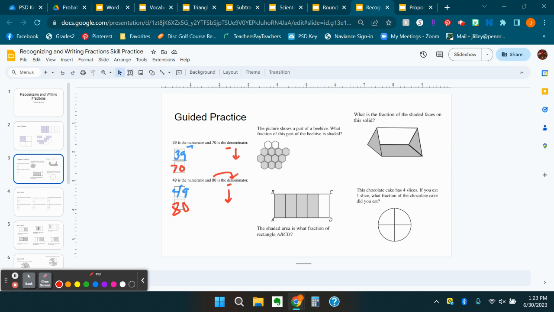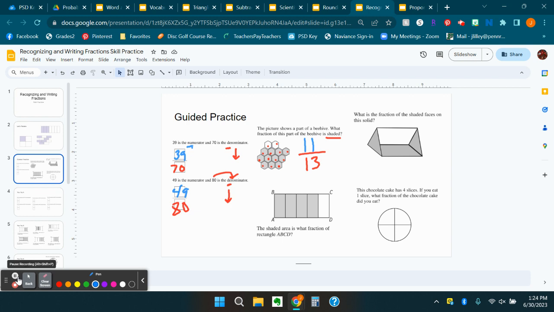In the next example, we have a beehive, and they want to know what part of the beehive is shaded. So we're going to count all the parts of the beehive first. 1, 2, 3, 4, 5, 6, 7, 8, 9, 10, 11, 12, 13. That's our total, so that goes down in the bottom. And then out of that 13, 11 of them are shaded, so that will go in my numerator. And we should always read it back to ourselves. 11 out of 13 are shaded. Yes, that's true. That makes sense.